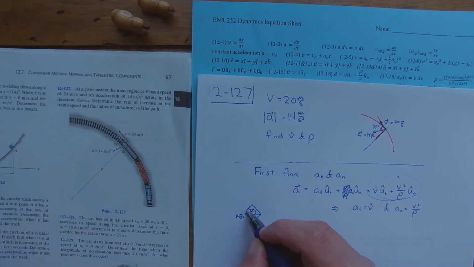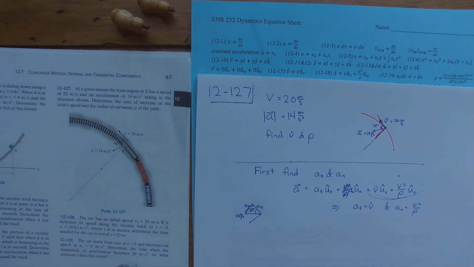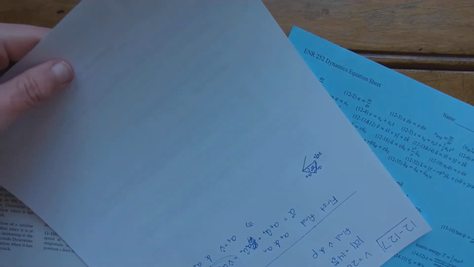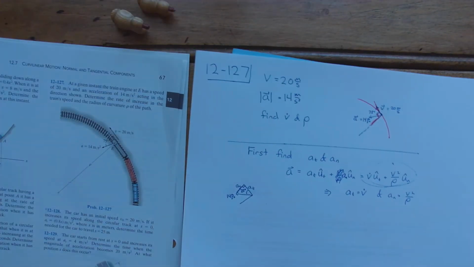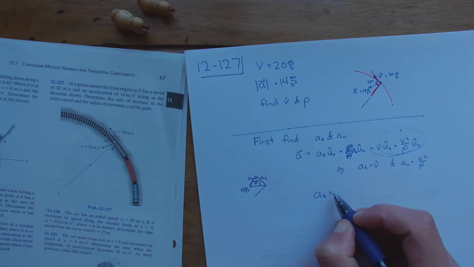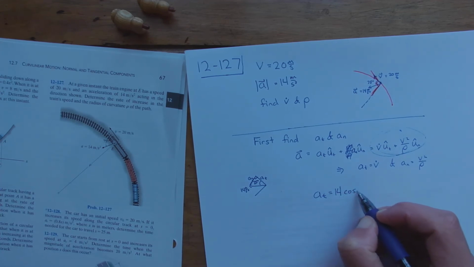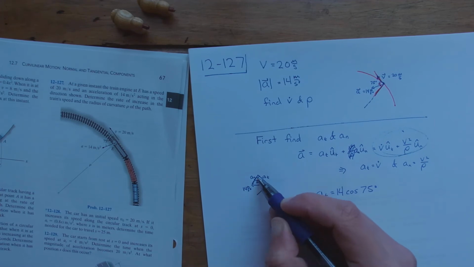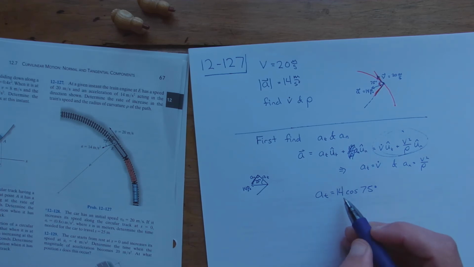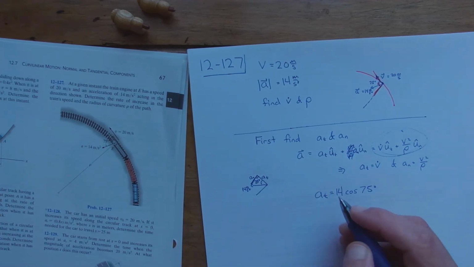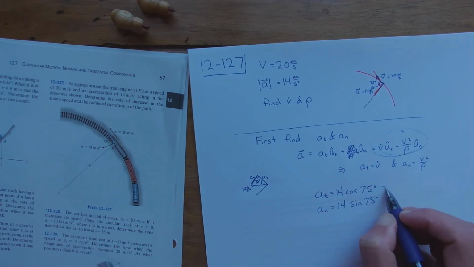I could take this and move it over here. So this is the tangential component and this is the normal component. It is a right triangle. If you want to rotate it like this, maybe that makes it easier to see. This is a 75-degree angle, so the cosine component is the tangential component. This is equal to the hypotenuse, which is 14, times cosine of 75 degrees. That's the adjacent side, so that's cosine, and then this is sine of 75 degrees.